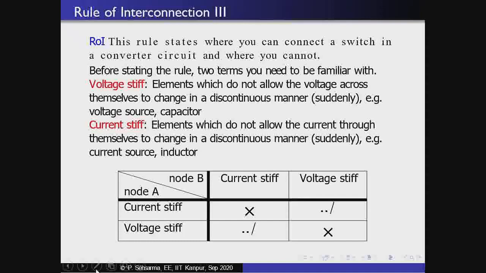On the other hand, current stiff elements are just the dual of it. Those are elements which do not allow the current through them to change suddenly. An example would be a current source. An ideal current source has infinite internal impedance, and irrespective of what the external load is, the current obtained out of a current source never gets affected by the external conditions. The other example, as we have seen, is the physical passive element, the inductor. An inductor also does not allow the current through it to change abruptly.